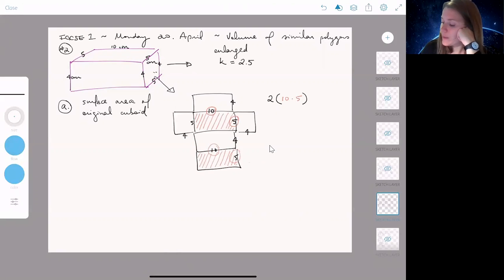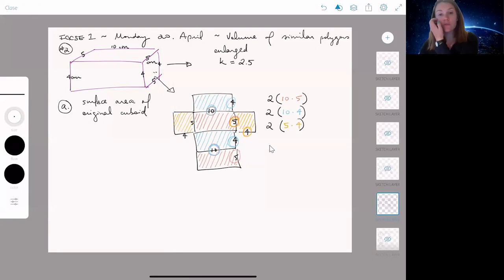Then this one, I'm going to be multiplying together the 10 and the 4. And then again, here, 10 and the 4 to get the surface area of this part here. So 10 times 4, I actually have 2 rectangles of that dimension. And then the last one here, I'm going to multiply 5 and 4 to get this one. And then same thing here, 5 times 4 to give me this guy. So I also want 2 of those. So we're going to take all of these.